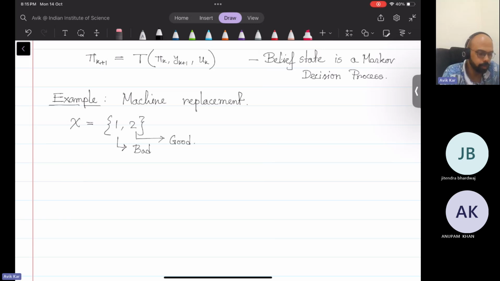So there will be no repairing. You can just replace the machine with a new machine. But always you are using one machine. The action space is also two actions, one and two. One corresponds to keep using the machine, and the second is replace.